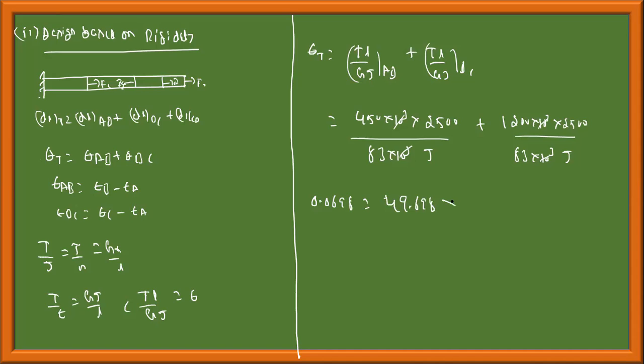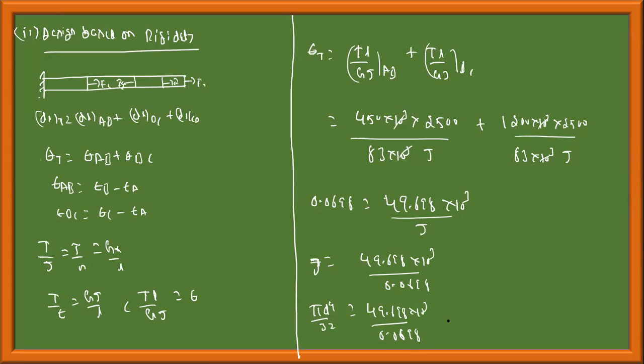49.698 into 10 power 3 by J. Are you getting this? Dhruti, Mekhala, Raghavendra, others, are you getting this? Yes, yes. Okay. J is equal to 49.698 into 10 power 3 by 0.0698, or J is equal to pi d power 4 by 32 is equal to 49.698 into 10 power 3 by 0.0698. Tell me what is D.